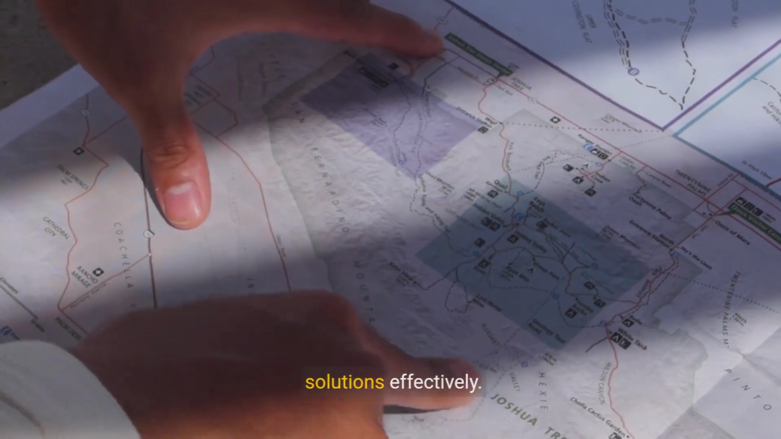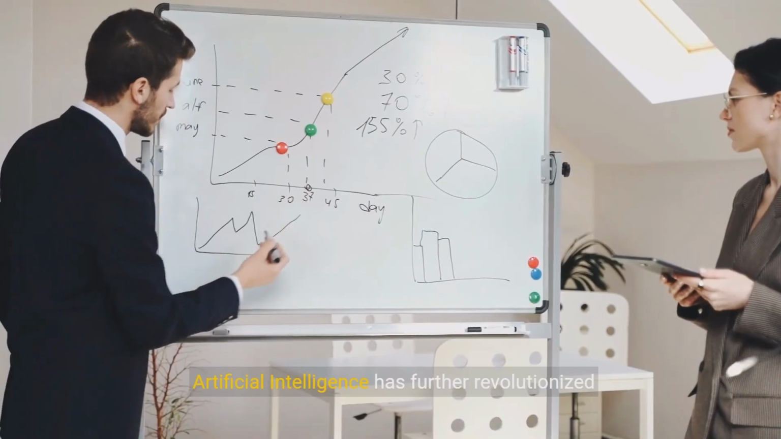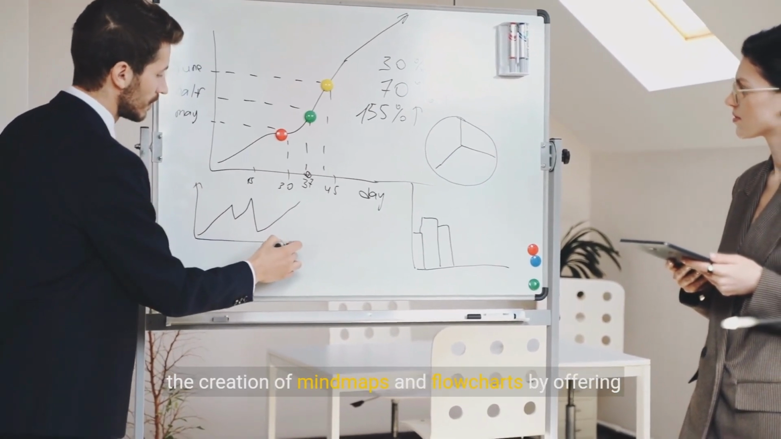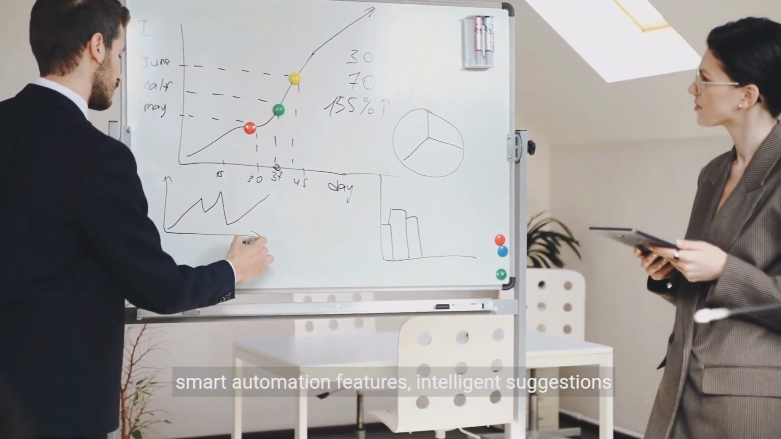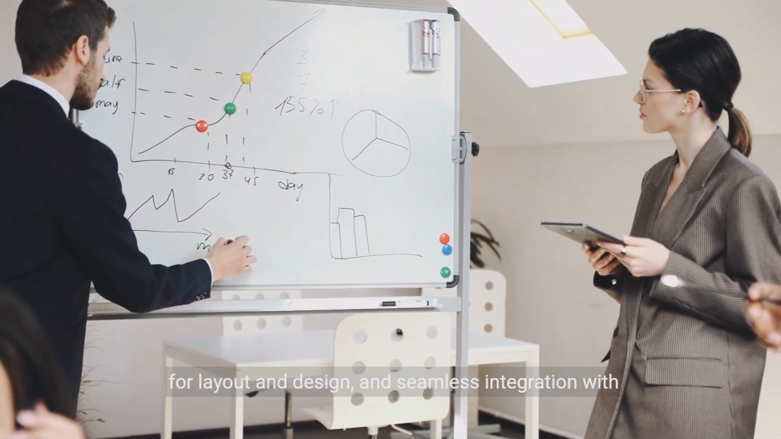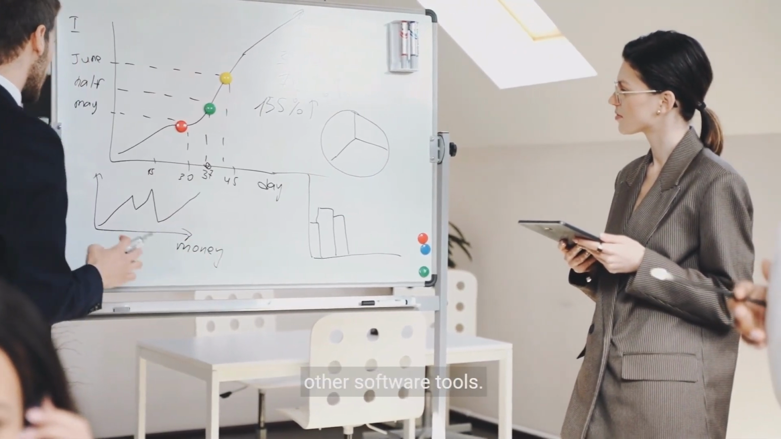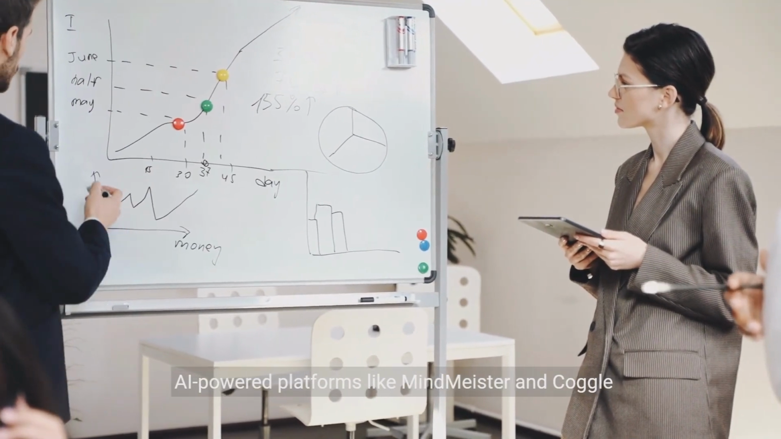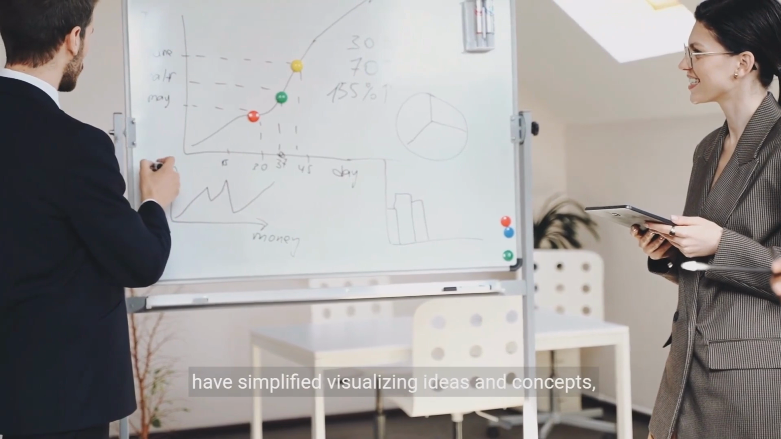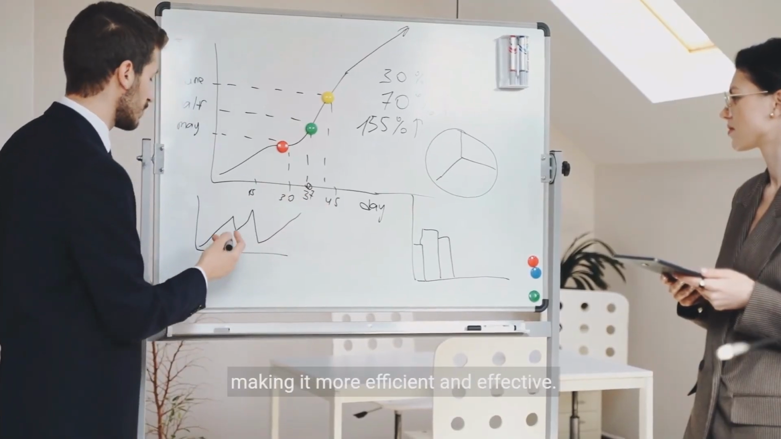and finding solutions effectively. Artificial intelligence has further revolutionized the creation of mind maps and flowcharts by offering smart automation features, intelligent suggestions for layout and design, and seamless integration with other software tools. AI-powered platforms like MindMeister and Coggle have simplified visualizing ideas and concepts, making it more efficient and effective.